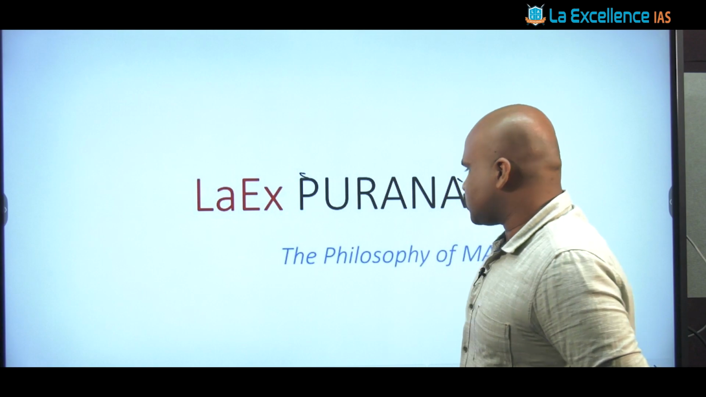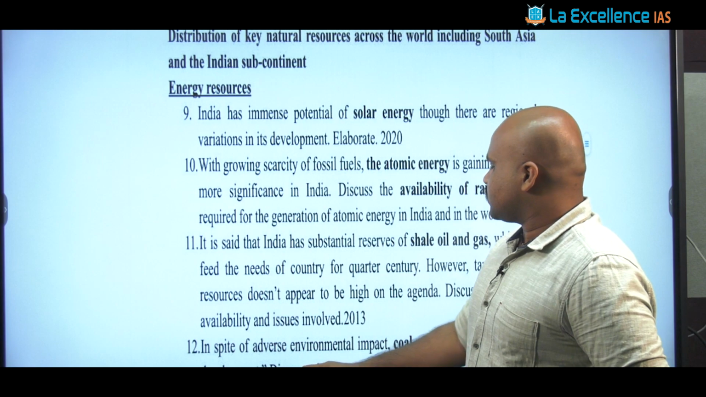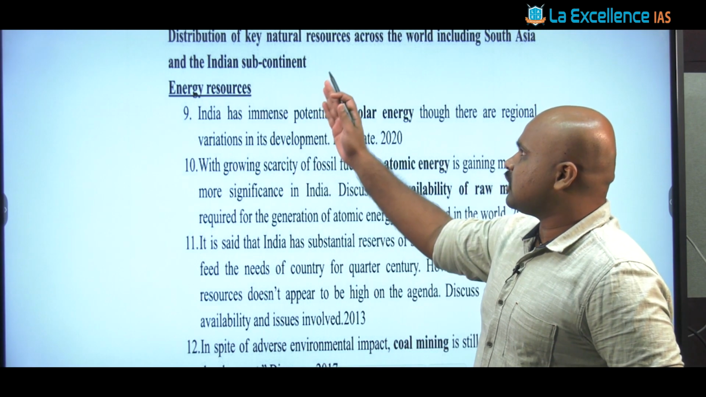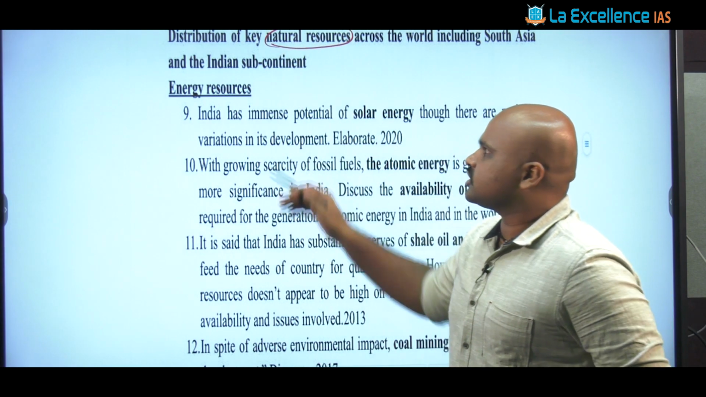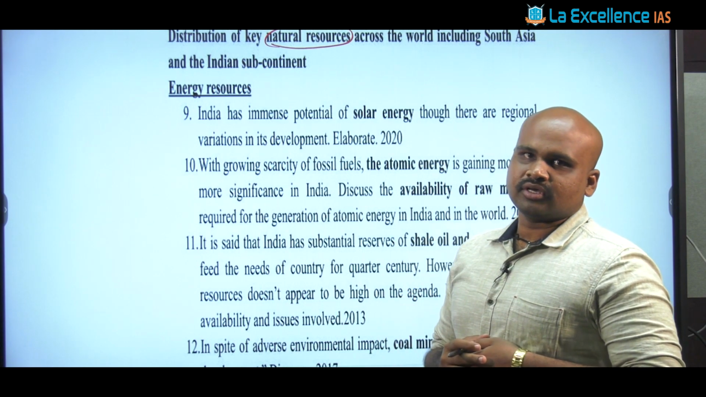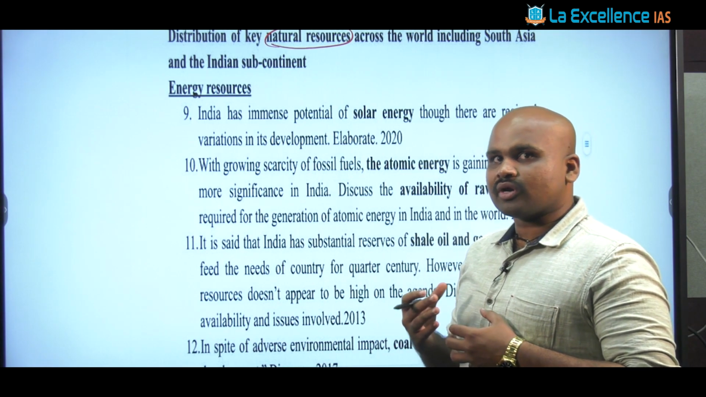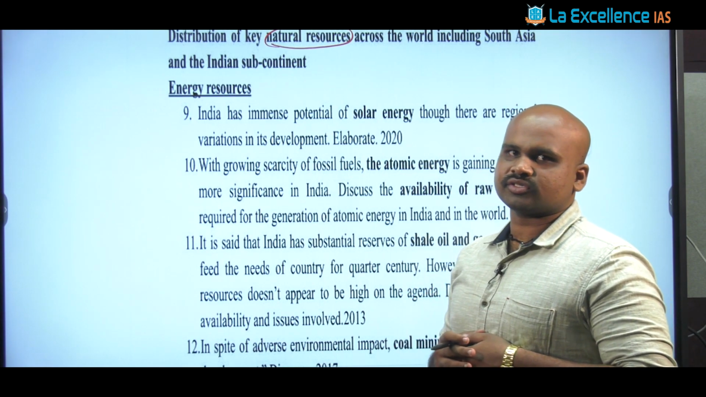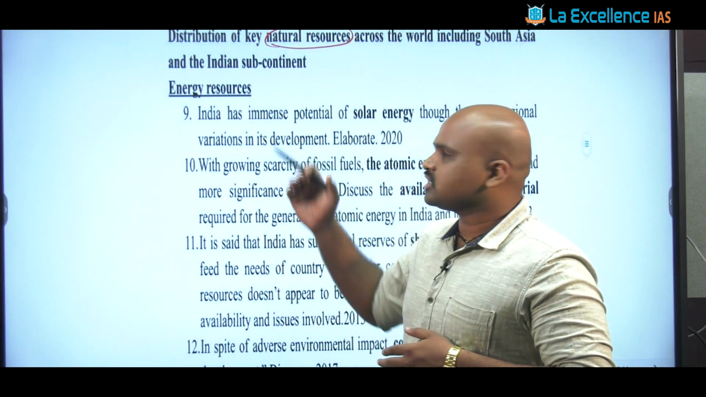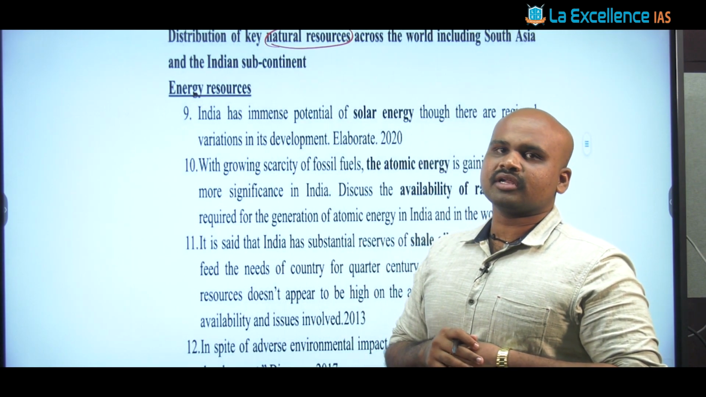Now moving on, the next topic that we are going to discuss is the distribution of key natural resources across the world, including South Asia and the Indian subcontinent. As part of this, since it is natural resources, you know that there will be different kinds of resources. It might be forest resources, water resources, oceanic resources, coral resources, or energy resources. Different kinds of resources exist which are derived naturally. So under this, we will have different subsections that we are going to discuss across this series.